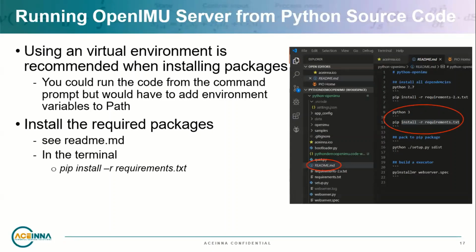Depending upon the Python version installed on your PC, if it is Python 2.7, run the command pip install -r requirements-2.x.txt. And if you have Python 3, you can run pip install -r requirements.txt. All this information is available in the README.md file in the Git repo of the Python project.